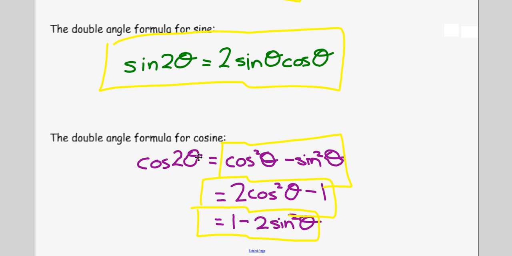Okay, so cos 2 theta equals cos squared theta minus sine squared theta. Or it also equals 2 cos squared theta minus 1. Or it also equals 1 minus 2 sine squared theta.